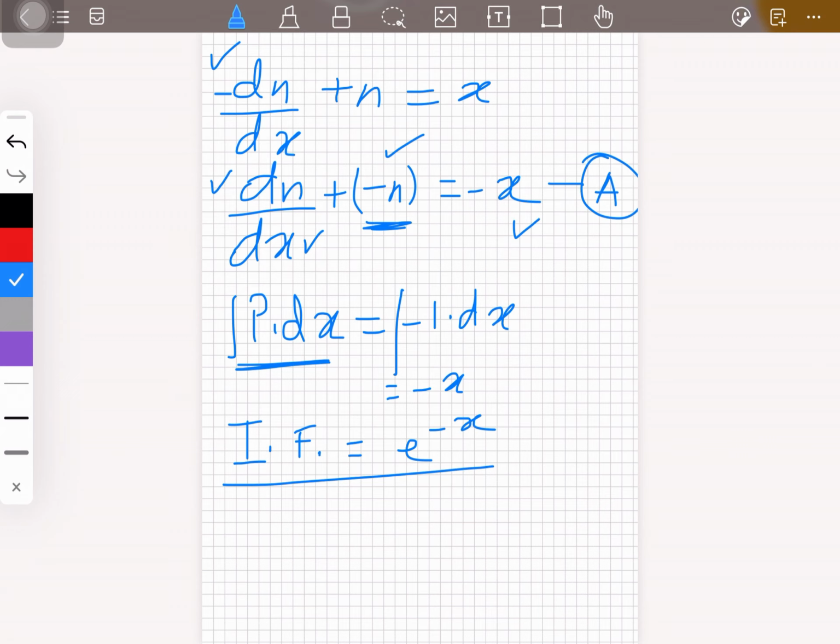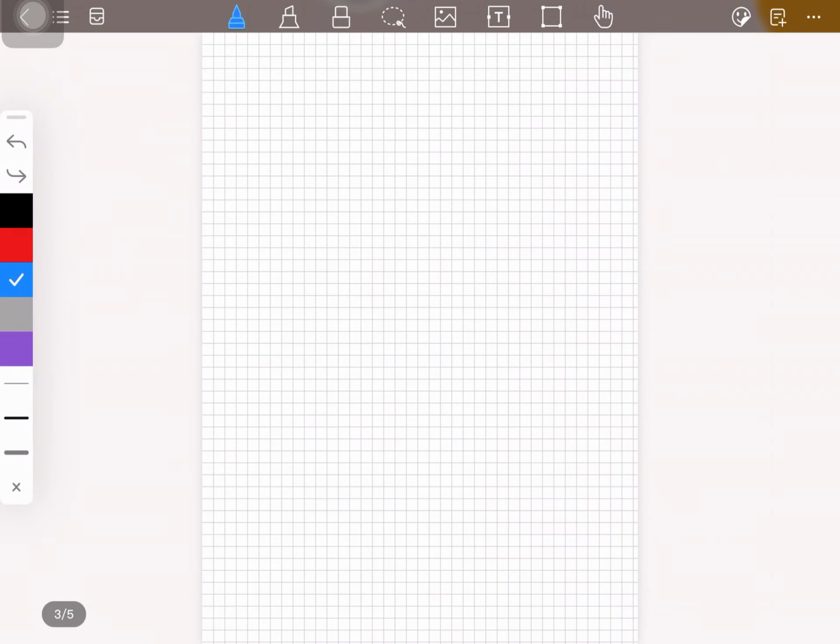Now we are going to multiply this equation by the integrating factor. So this is another step, e to the power minus x. Let's create space for solving the entire question. So it would be dn over dx minus n is equal to minus x times e to the power minus x. So I hope there is no confusion till here. It's very simple. And now there can be some confusion, but I'll try and make it very simple for you.